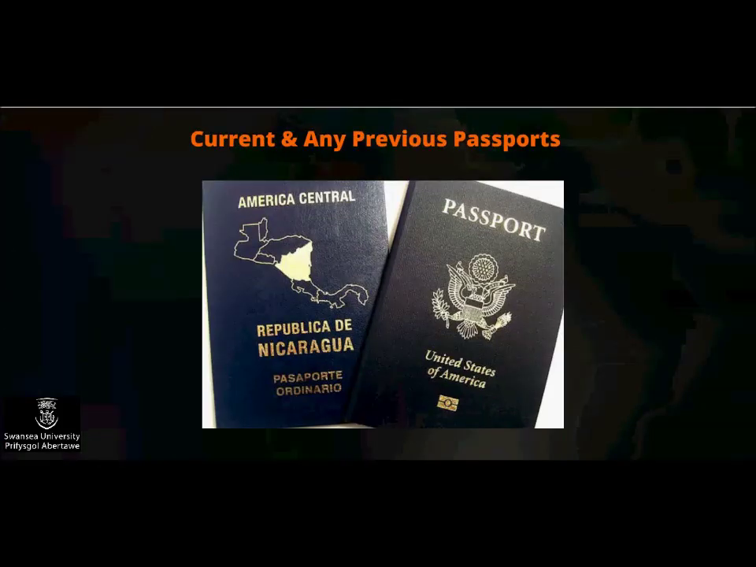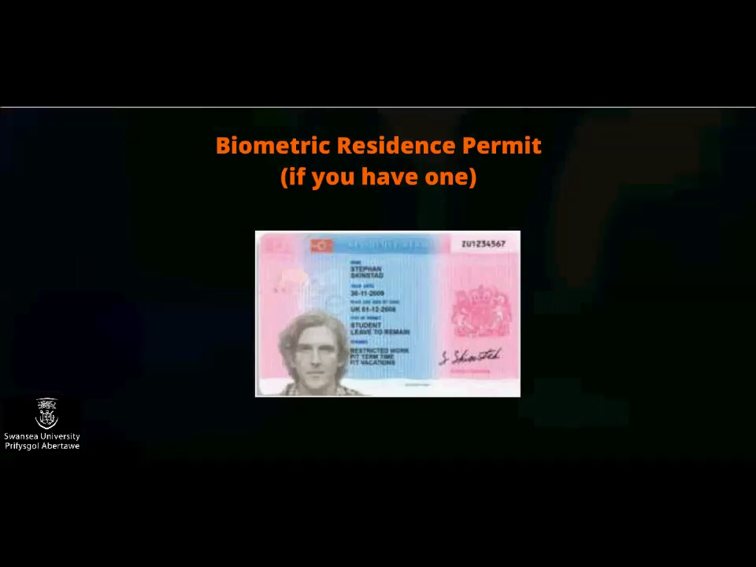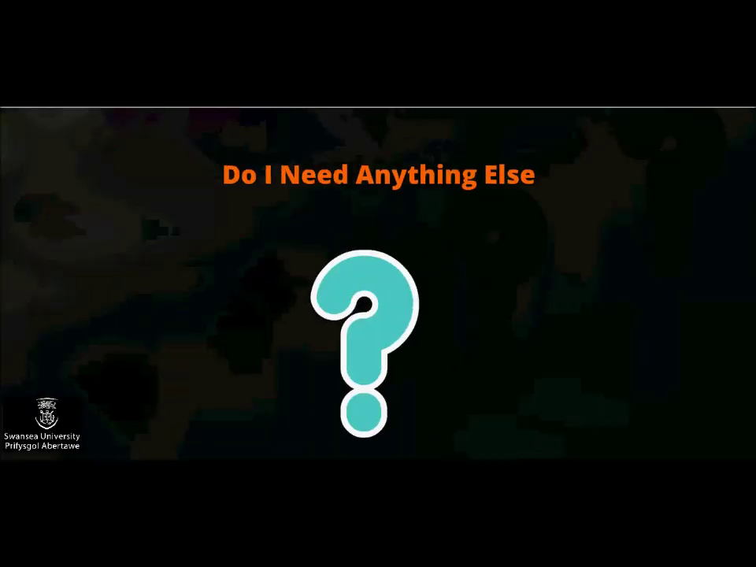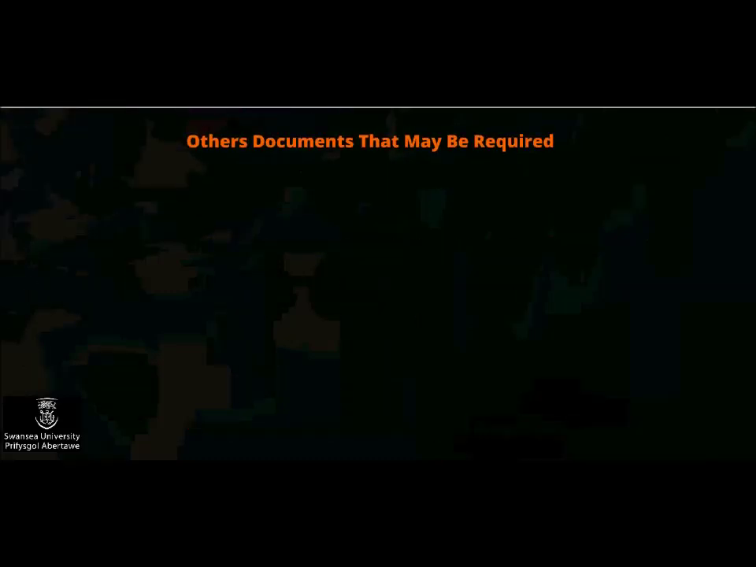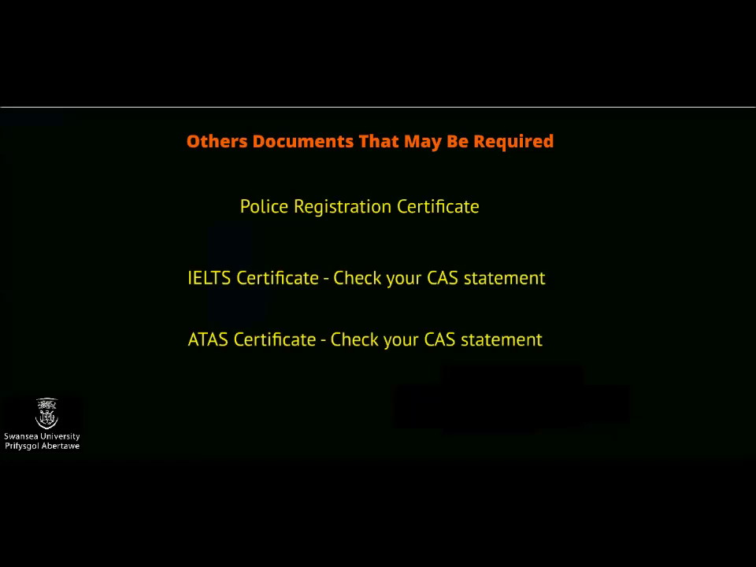You must also submit your valid current passport and any previous passports. Also submit your biometric residence permit, BRP, if you have one. Depending upon your circumstances, you may also have to submit a police registration certificate, an IELTS certificate. Check your CAS to see whether you need to submit this. An ATAS certificate. This will be mentioned on your CAS. If it is required, you must submit an ATAS certificate.